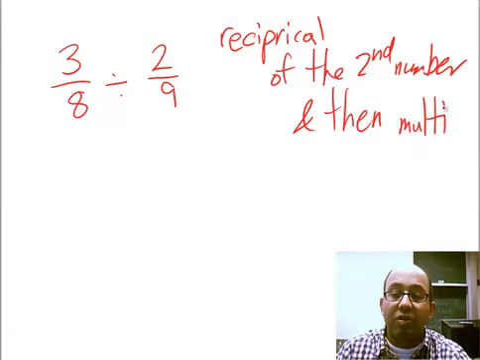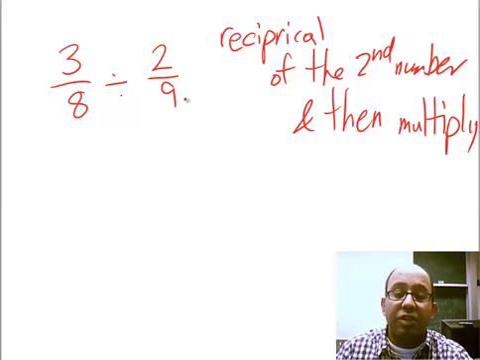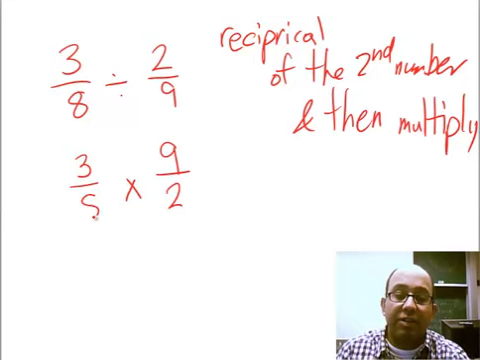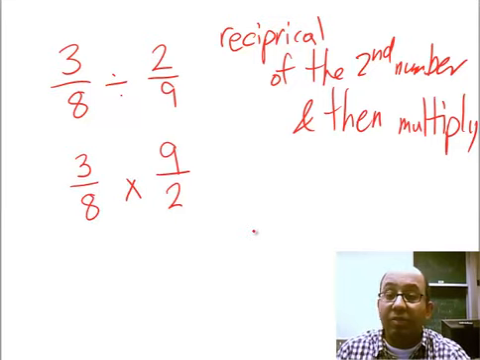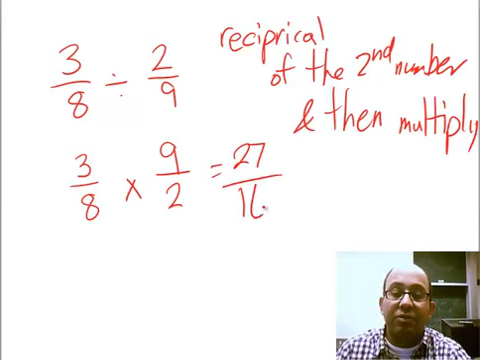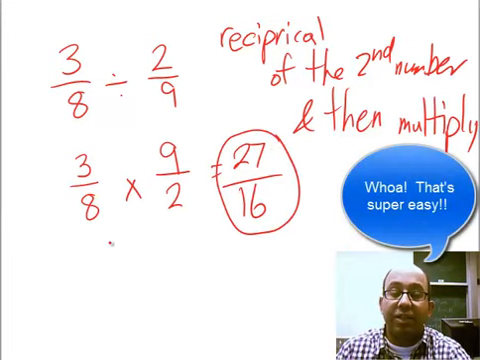So you have to know what a reciprocal is. A reciprocal is basically the inverse of a number. The reciprocal of 2/9 is 9/2. And when you do that, all it does is it changes the divide into a multiply. Really, that's it. So you do 3 times 9, which is 27, and 8 times 2, which is 16. 27 over 16 can't be reduced anymore. There's your answer. Let's try another one.